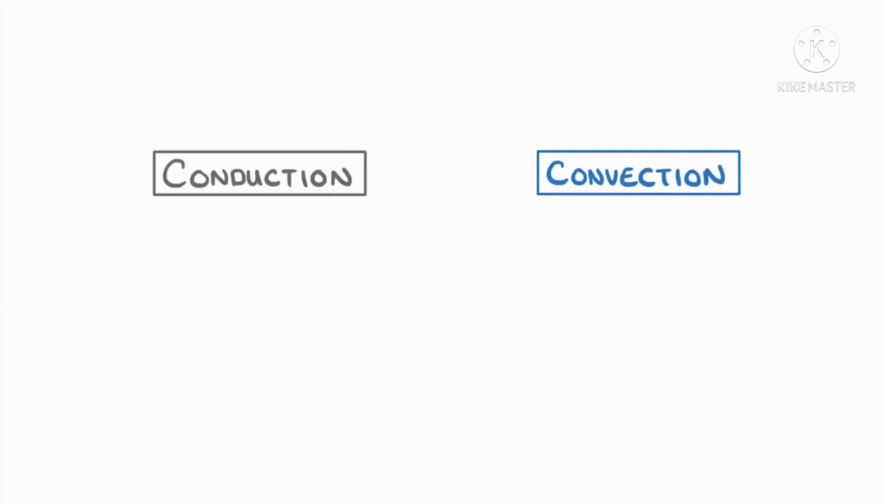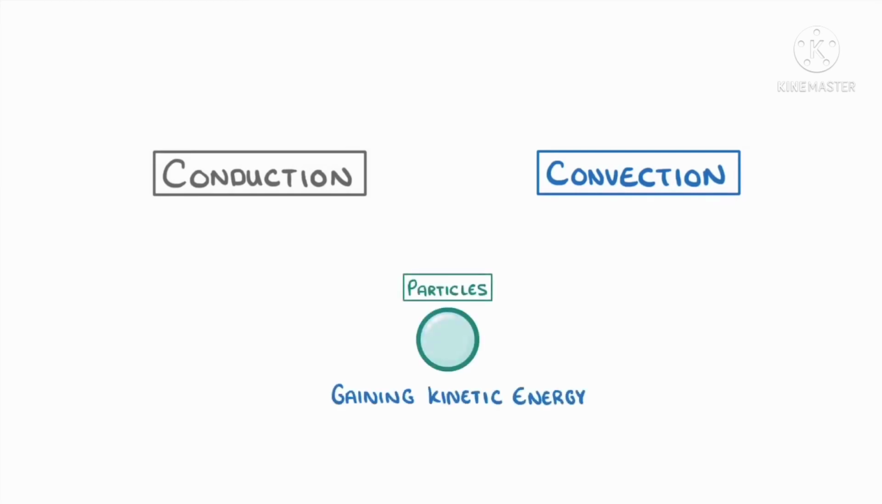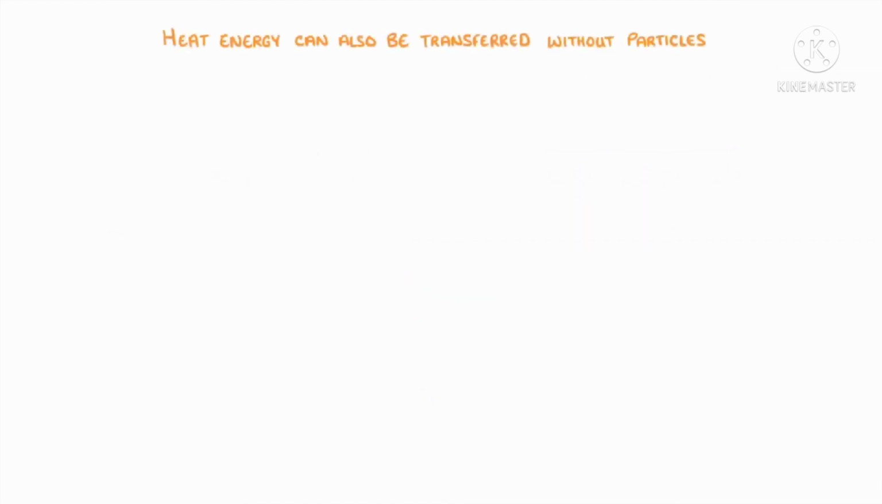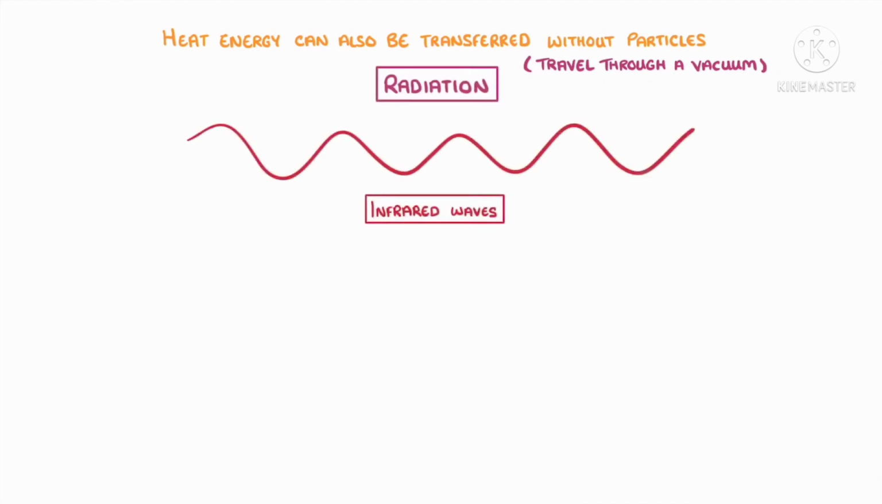What conduction and convection have in common is that they both involve particles gaining kinetic energy. It's just that in conduction, only the energy is transferred between the different particles, whereas in convection, the particles themselves move. However, heat energy can also be transferred without particles, which means it could travel through a vacuum. This happens when energy is transferred by radiation, and specifically when the energy is carried by infrared waves.